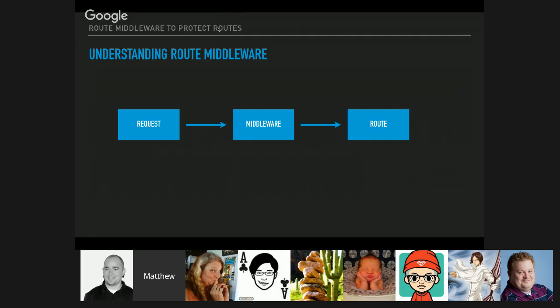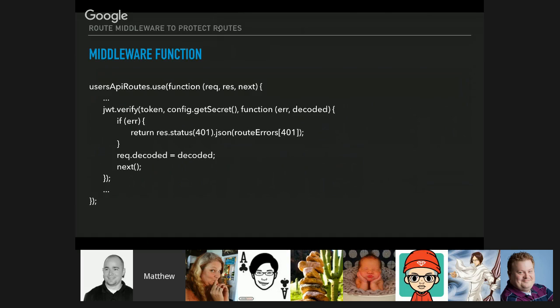That's all it does. This is the general syntax of that middleware function where you basically say users API routes. That's the variable that has the router instance cached. We're going to say use this function with the request, the response, and next. In case you don't know what next is, basically this is a control flow function, and next is the next function to run. So that's why you call next when you're done.